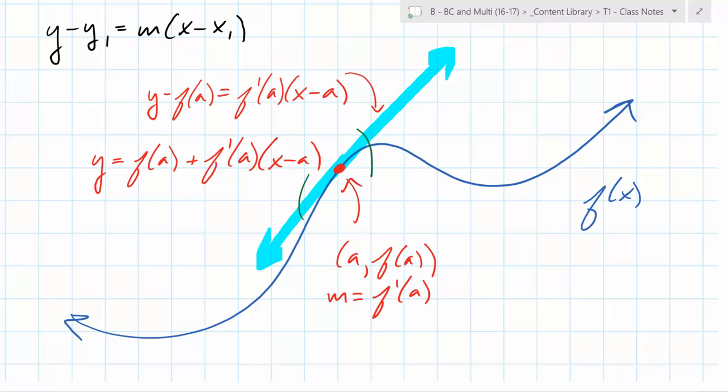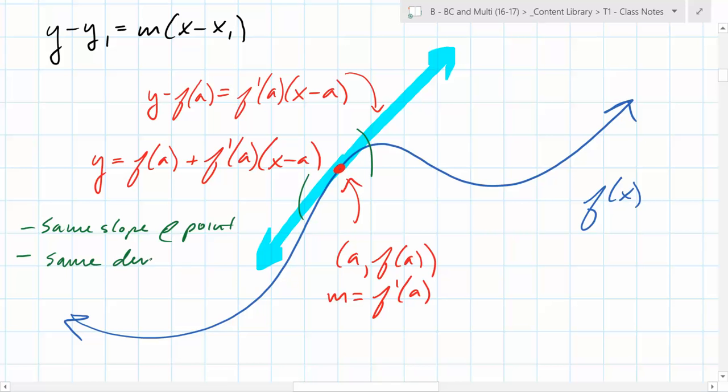So for values around the a value, and if you didn't need to be exact, would that tangent line be an acceptable replacement? The rules for that estimate were it had the same slope at the point. And what was the other rule for finding that? It had the same slope, but it also had the same what? Same derivative. It had the same rate of change there, right? Same derivative, meaning it's a line. It has one rate of change.